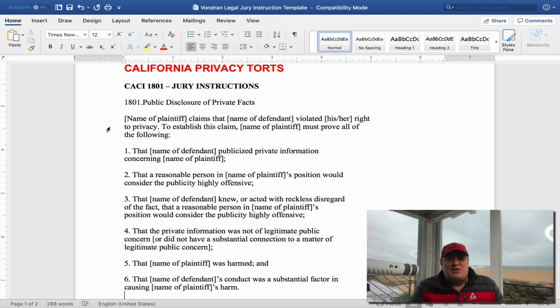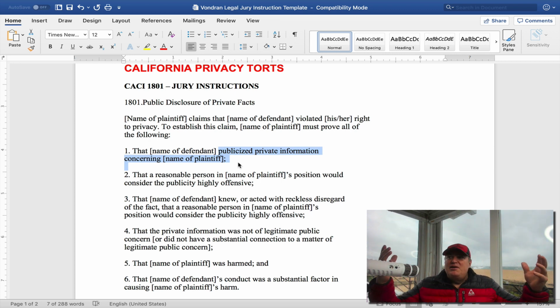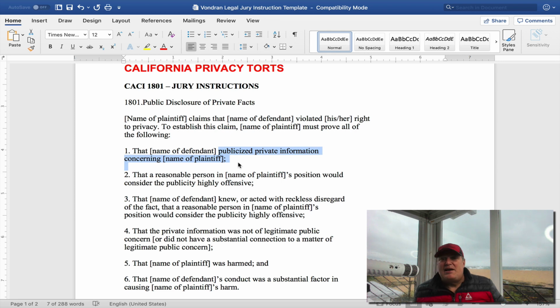So let's take a look at what a plaintiff needs to prove. Plaintiff claims that defendant violated his or her right to privacy. To establish his claim, plaintiff must prove all of the following. Must prove all the following. If you can't prove one of these, you fail, your case loses, okay? One, that defendant publicized private information concerning the plaintiff. So that's two things. Publicized, that means there was some sort of publication. So there's a good amount of people that could actually read and access it and go, oh my gosh, look at that. Look at that.